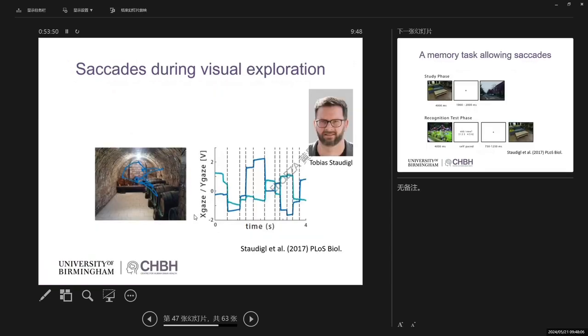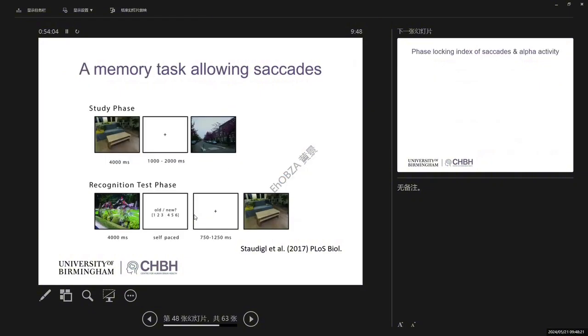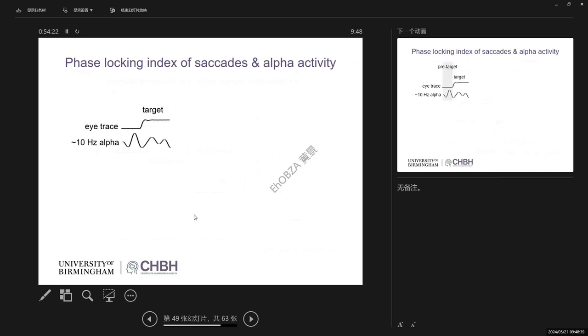So the first study I will show you is a study of people doing visual exploration. Then, of course, we can quantify the saccades as a function of time and relate them to the ongoing brain activity. This is a task where people have to study natural images and later they are probed, right? Not to go too much into the details of the task, but the point is that we can consider items that are later remembered versus later forgotten. And what we have been looking at is the ongoing brain activity, relating the alpha oscillations to saccade onsets.